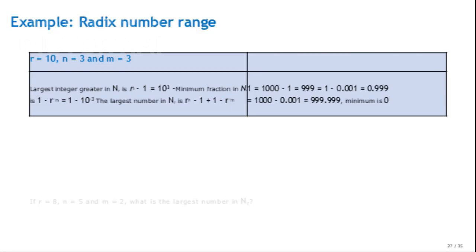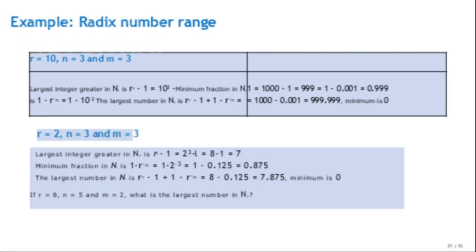The largest fraction in n1 is 1 − r^−m, which equals 1 − 0.001, which equals 0.999. The largest number in n1 is r^n − 1 plus 1 − r^−m, which equals 1000 − 0.001, which equals 999.999, and the minimum is 0.